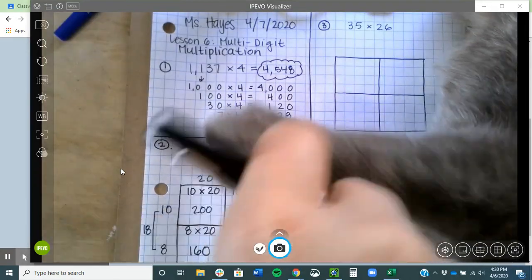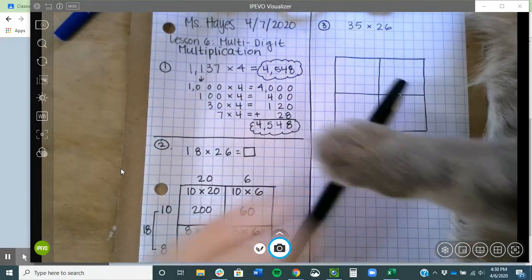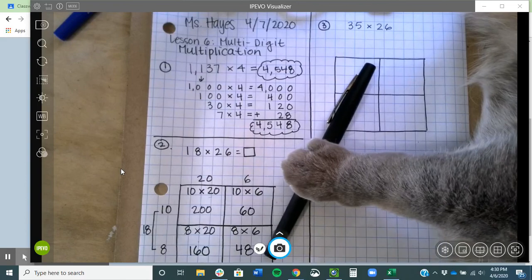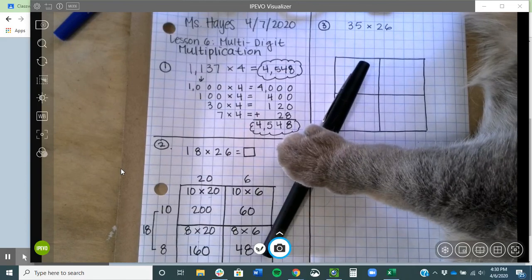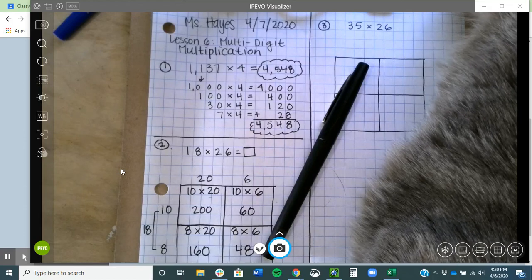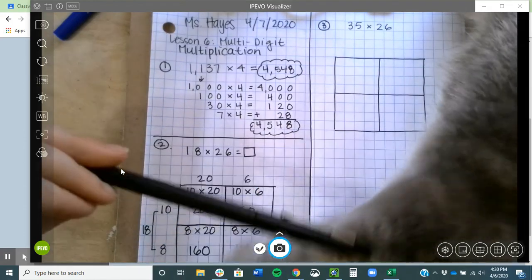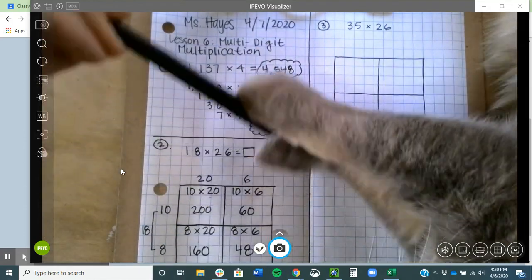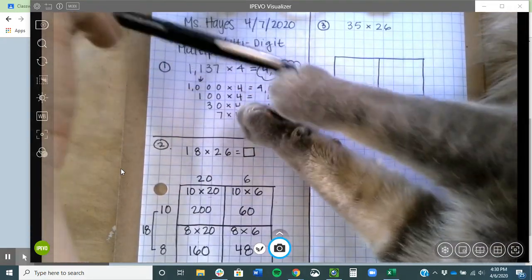You gotta do this number sentence. Do this number sentence. This one right here. Do this number sentence.